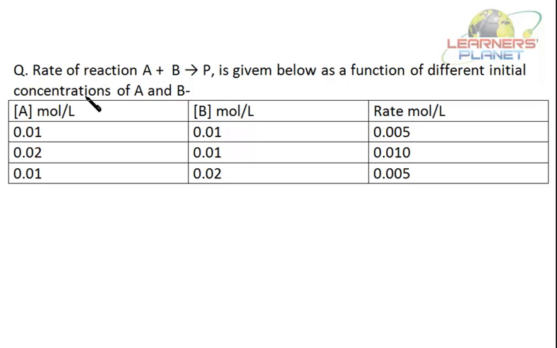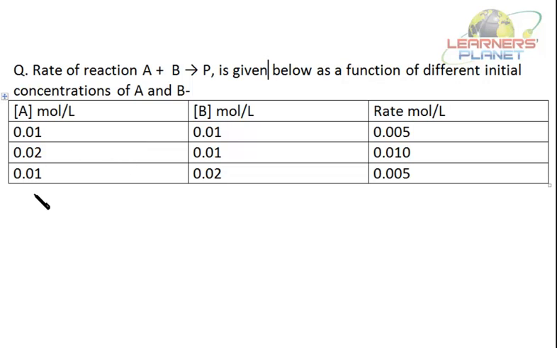Now let's take up this question. The rate of reaction A plus B gives P is given below as a function of different initial concentrations of A and B. It's given, it's not M, it's N, not M. Now again, you have to determine the order of the reaction with respect to A and with respect to B. Right? Now what is the first step?